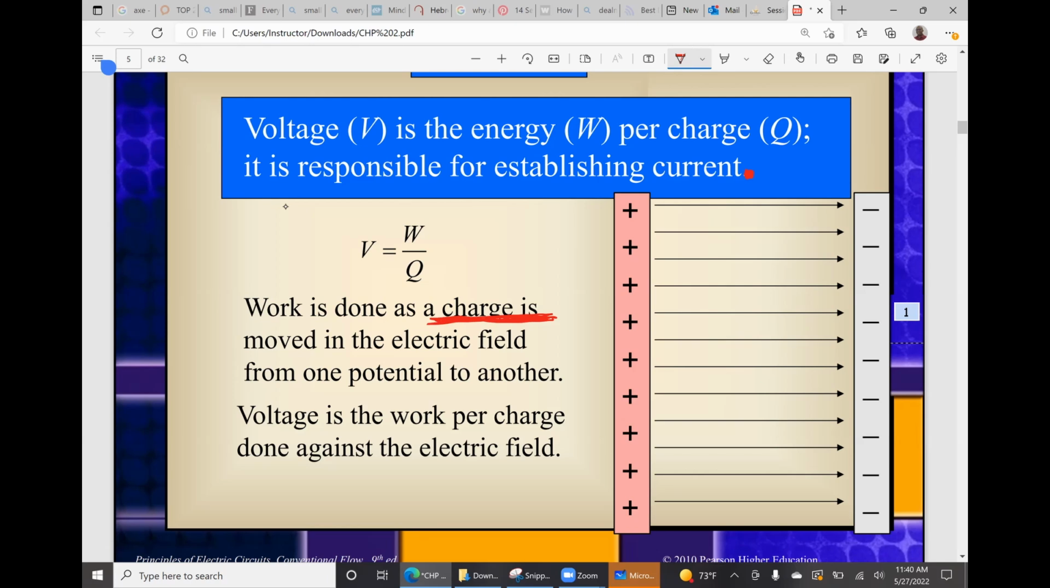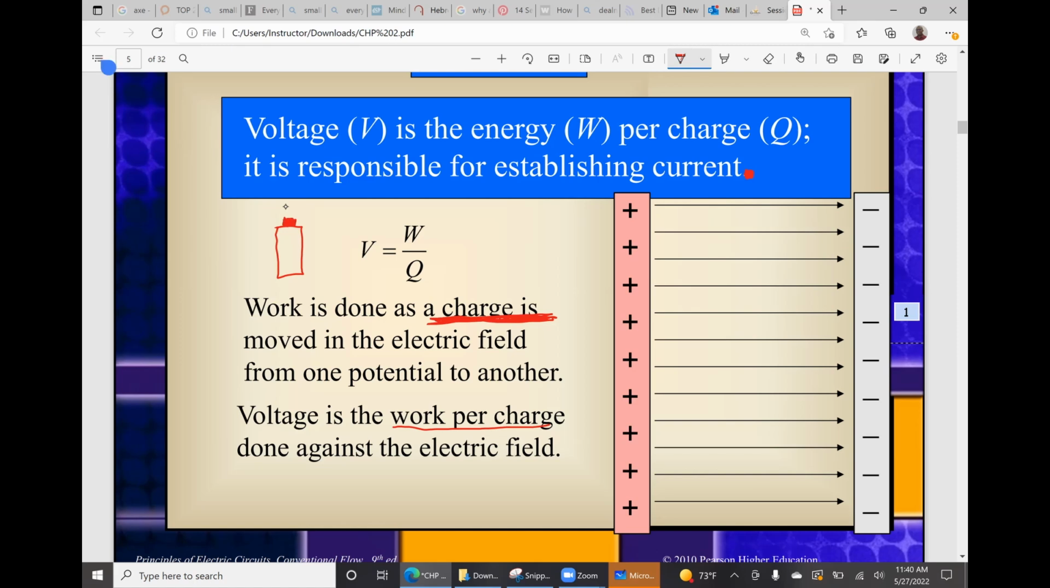Voltage is the work per charge done against the electric field. Again, a way to remember voltage: voltage talks about the energy that is available for each coulomb of charge that flows. So if you have a battery, and your battery can supply X amount of energy, joules of energy per coulomb of charge that flows, that will be the voltage of the battery.